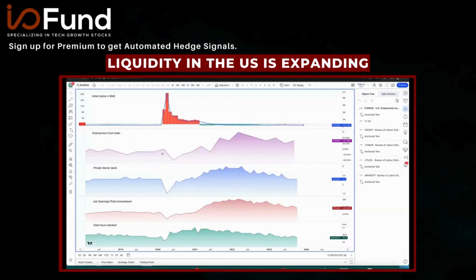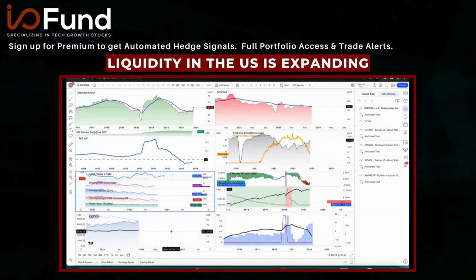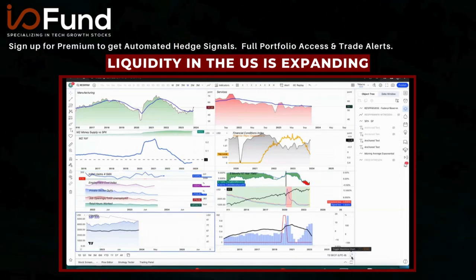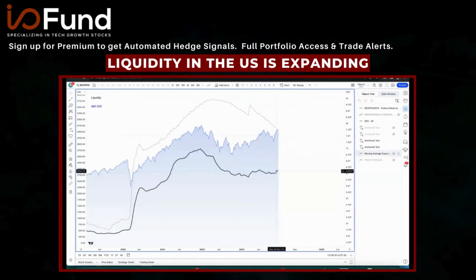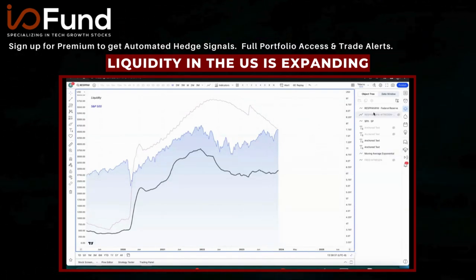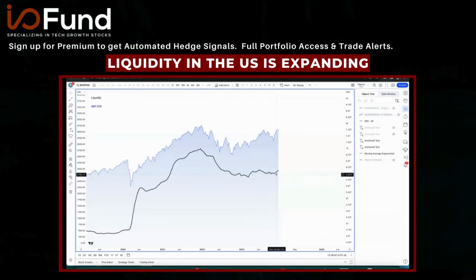The other mechanism that is supporting equities, and especially high beta, riskier assets, is the increase in liquidity that we're seeing globally, but also in the US.